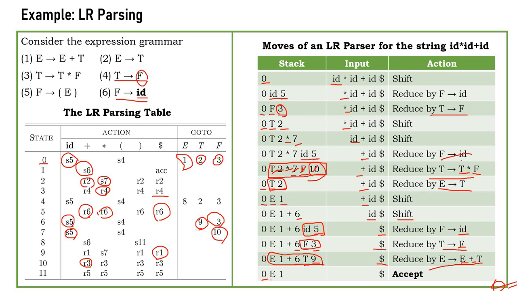Then we have to check 0 and E. So what is 0 E? It is 1. So now in the initial state we have reached the start symbol, and we are in the first state. So this grammar will be accepted. So this is about the LR parsing.